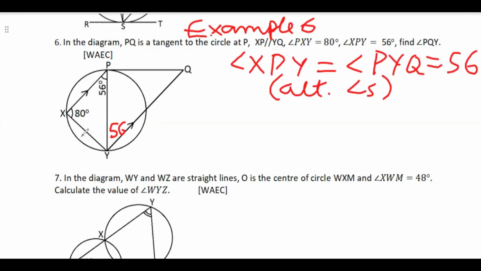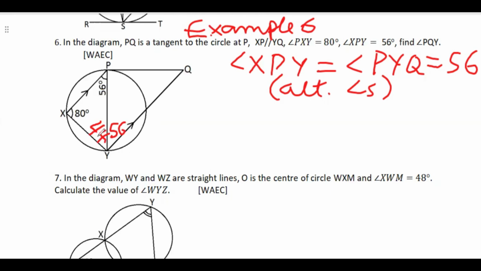The next one we can look at is triangle PXY. We already have 56 here, we have 80 here. For you to find this angle here, you just say angle XPY plus angle YXP plus the third angle equals 180 degrees, reason: sum of angles in a triangle. So add these two together and subtract from 180 to get the required angle here. 80 plus 56 should give us 136. Subtract 136 from 180, that should give us 44. So this place is 44 degrees.